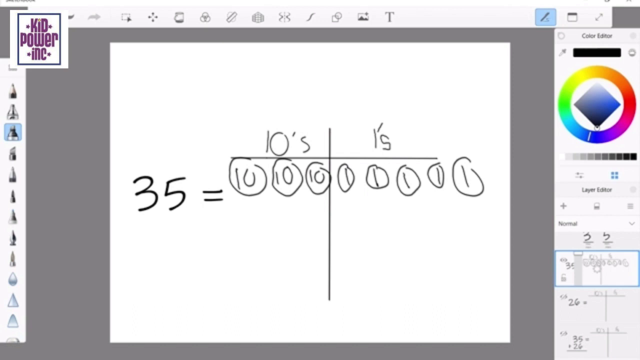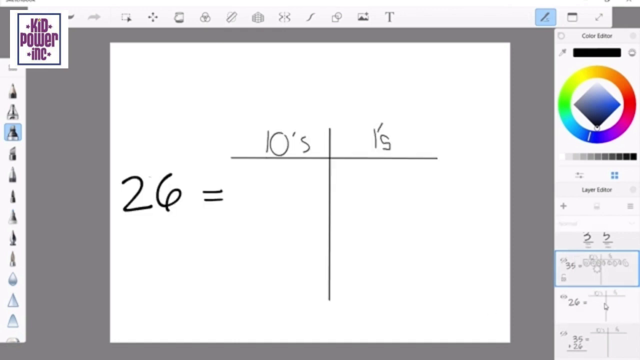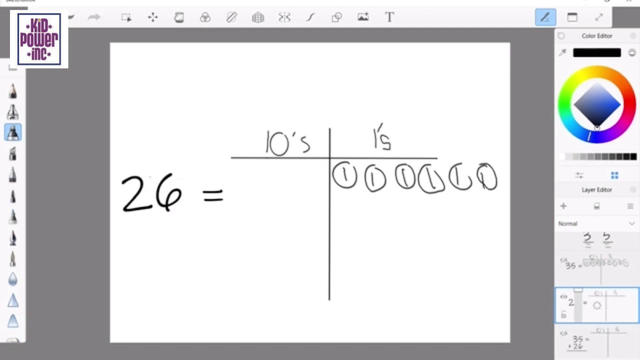Super simple. Let's try this again, but with a different number. Let's say 26. So here we make 6 ones discs. 1, 2, 3, 4, 5, 6, and 2 tens discs. 1, 2.